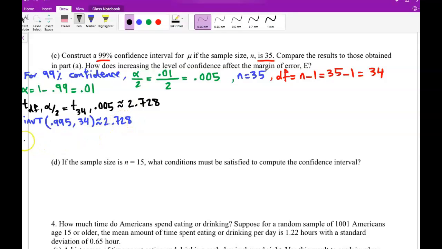Now finding margin of error. That is equal to t times s divided by square root of n. So t is 2.728 times s is 4.5 divided by square root of n is 35. So this is equal to 2.08.